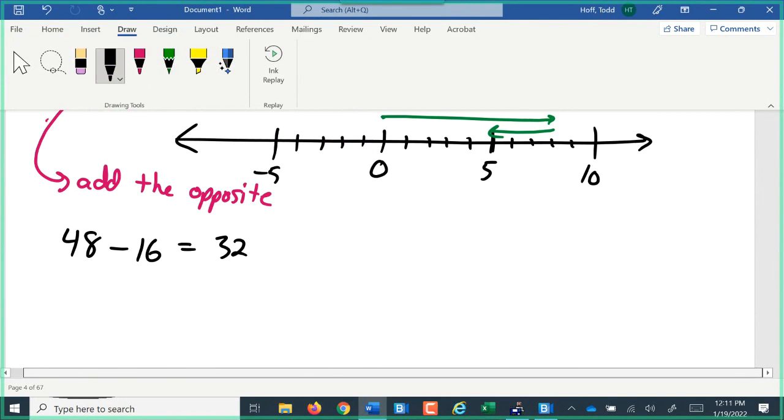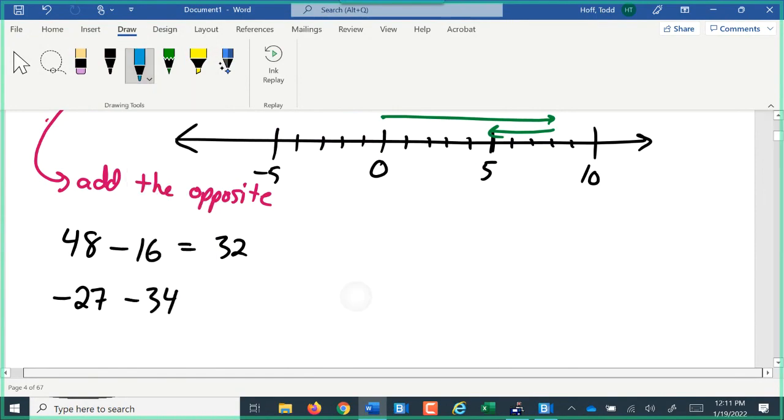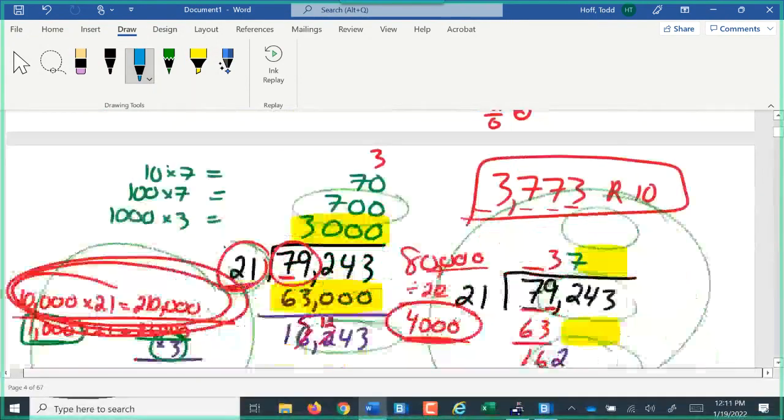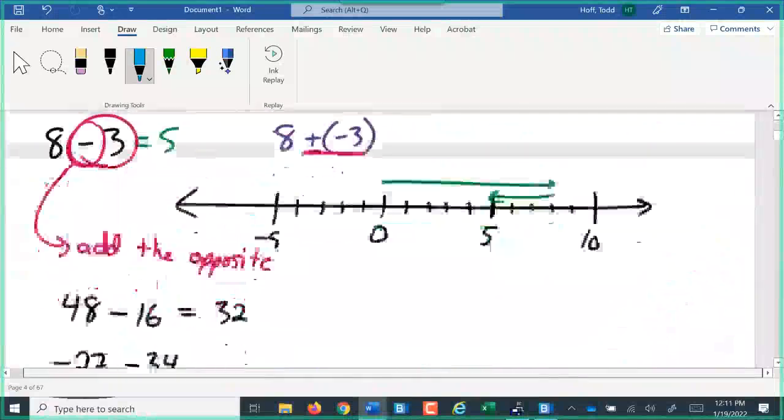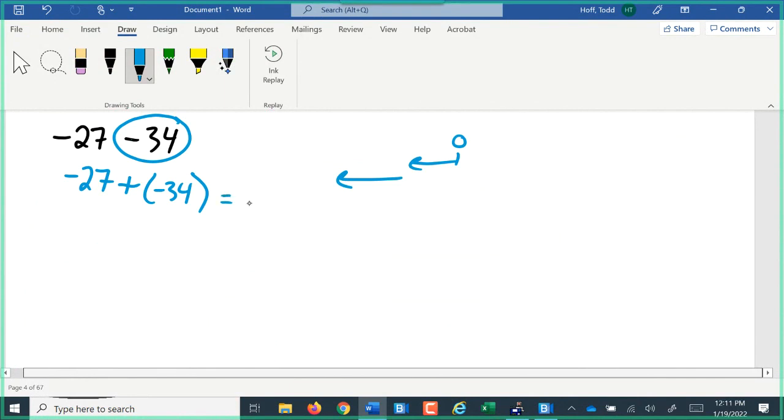But if I have a negative 27 minus 34, that's a little more confusing because I'm starting with a negative number. But if I change this, the first number doesn't change, the negative 27 does. Remember, the subtraction operates on the number coming after it. So instead of subtracting 34, we're going to add the opposite of 34, which is a negative 34. Now from 0, we have negative 27, negative 34, this is going to be a negative 61.